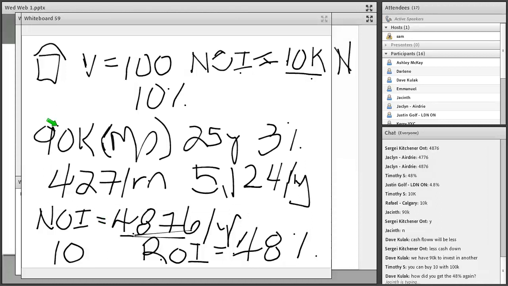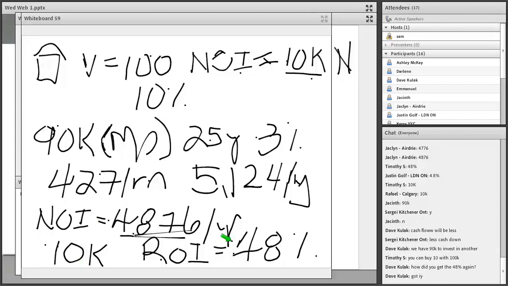We mortgaged 90K, right? If we mortgage 90K, 25 years, 3%, that's our payment. That means this 100,000 that originally we're using, we're only using $10,000. This 10K down here, right? We're only using 10K now, and because we're only using 10K and we're producing a return or income of $4,876, our new ROI is calculated against this here divided by this. That's what gets us to 48%. You see that?